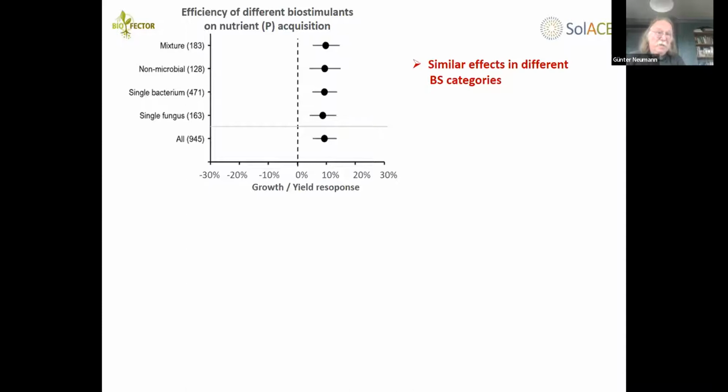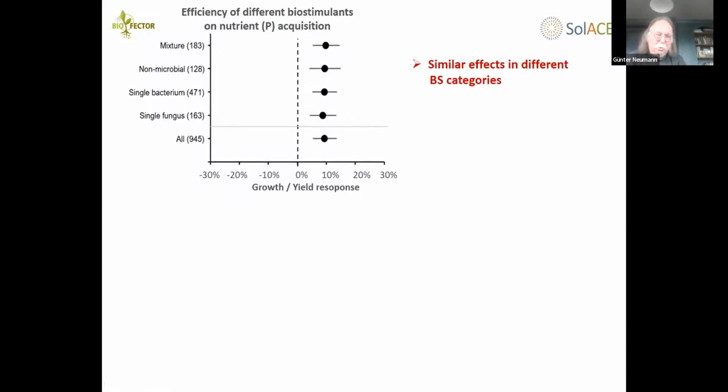Coming back to this meta-study, looking at the different experimental conditions addressed within these experiments. Here we saw in experiments which were focusing on improved acquisition of different phosphate fertilizers, we saw a surprisingly homogeneous response in different categories of biostimulants, whether single strain inoculants or mixtures or non-microbial biostimulants, a very similar response in the range of 10%.